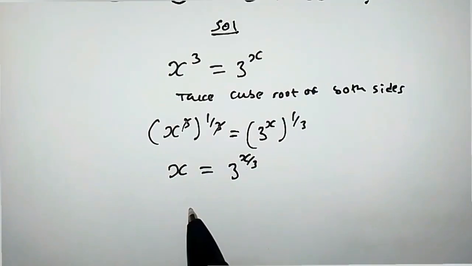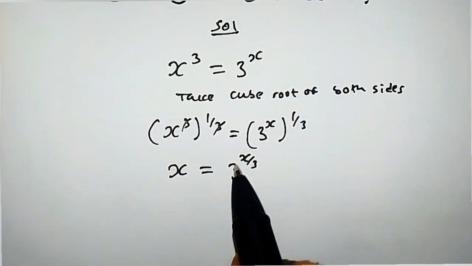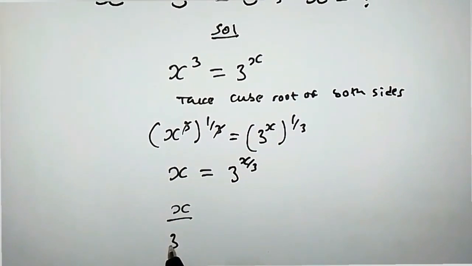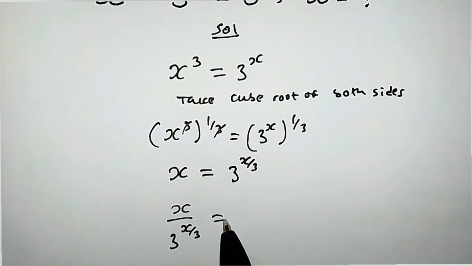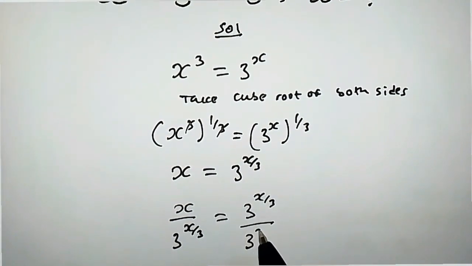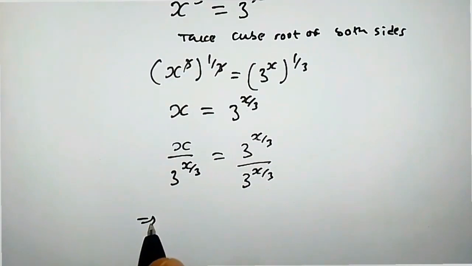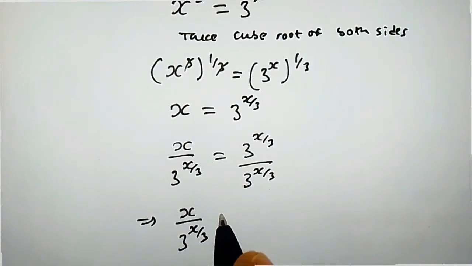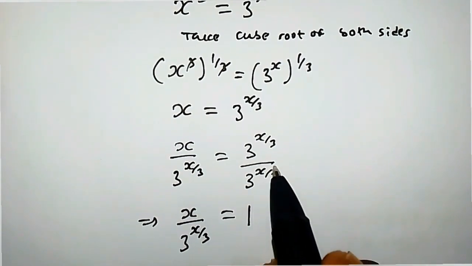Now let's divide both sides of this equation by 3 to the power of x over 3, so we will get x over 3 to the power of x over 3 equals 3 to the power of x over 3 over 3 to the power of x over 3. This implies x over 3 to the power of x over 3 is equal to 1, because these cancel each other.